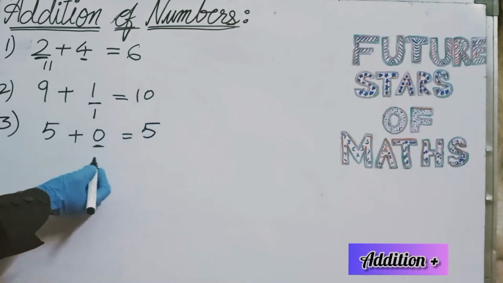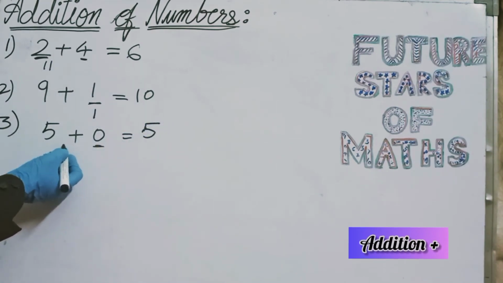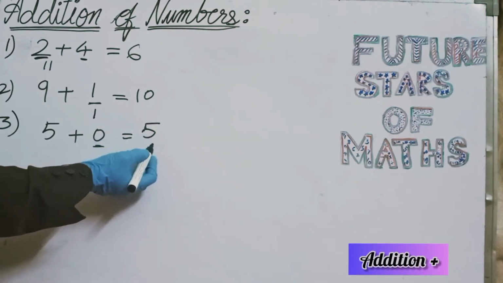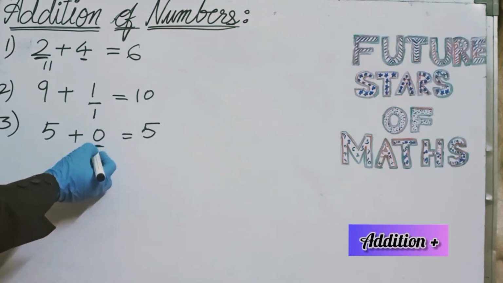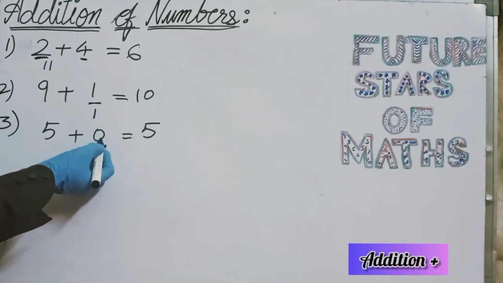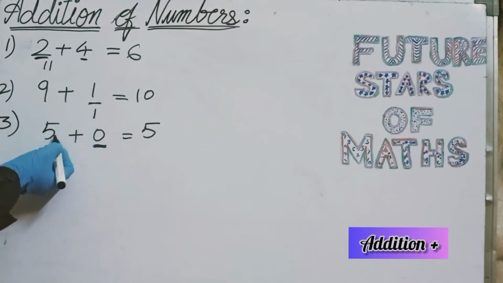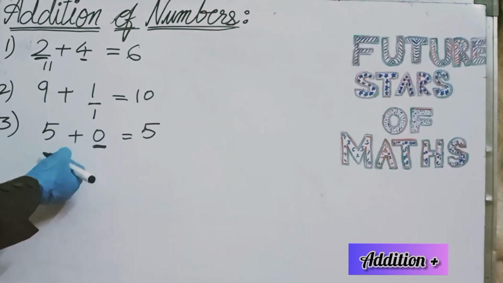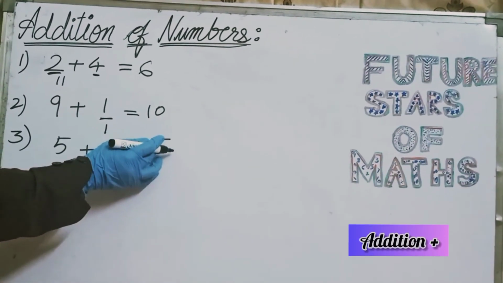Many of the students get confused about this 5 plus 0. What will it be? It will be 0 or 5. So keep a point that you note it, that when we add 0 to any number we get the same number, and when we subtract 0 from any number then also we get the same number.